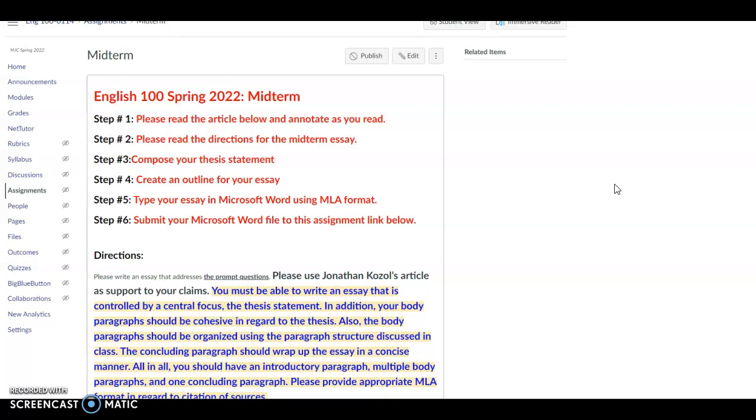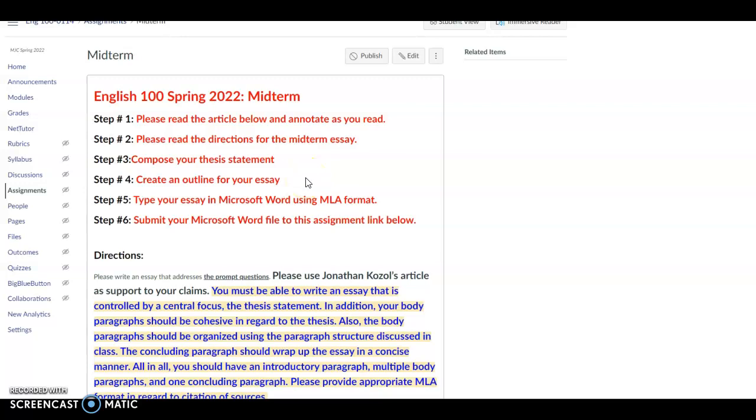Next, I want you to read the prompt. The prompt is going to be the essential question that you have to answer in your thesis statement. Remember, your thesis statement is the main focus of your essay, and each one of your topic sentences addresses one point you're making about your thesis statement. So this is why I've asked you to create an outline.